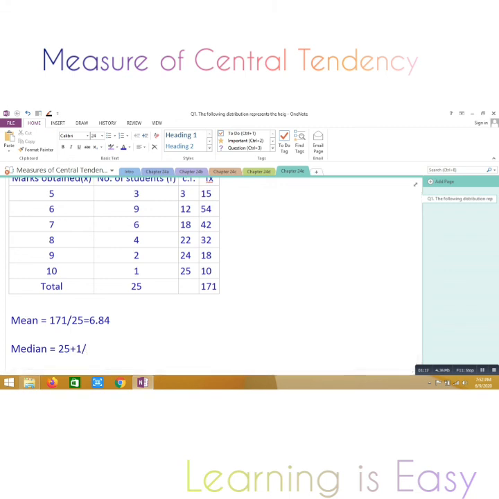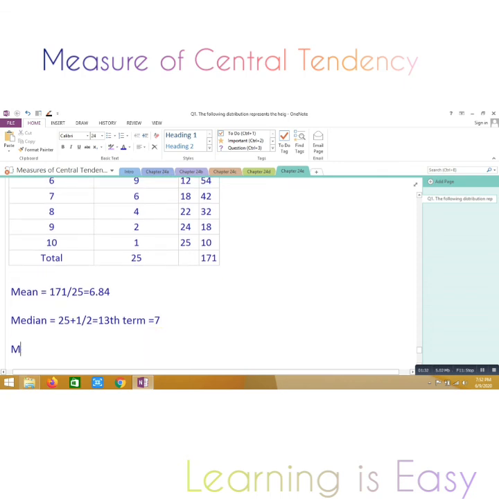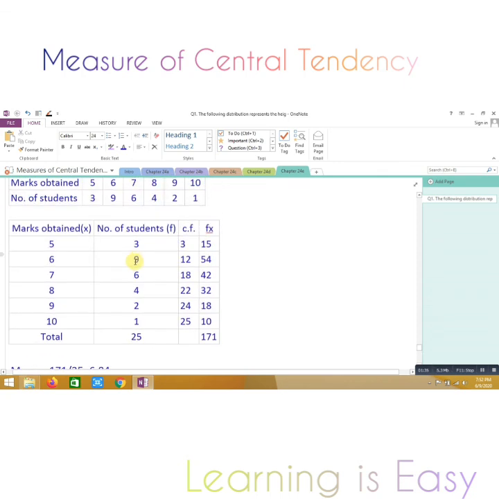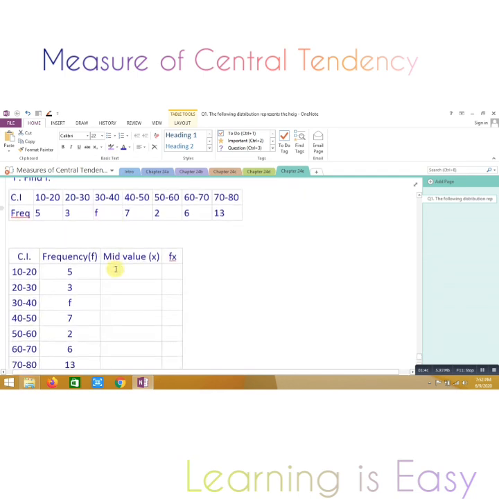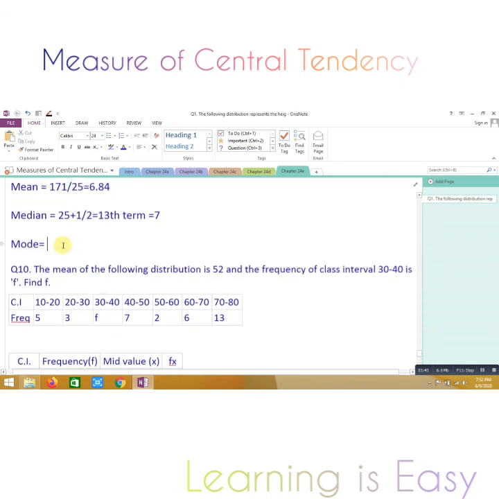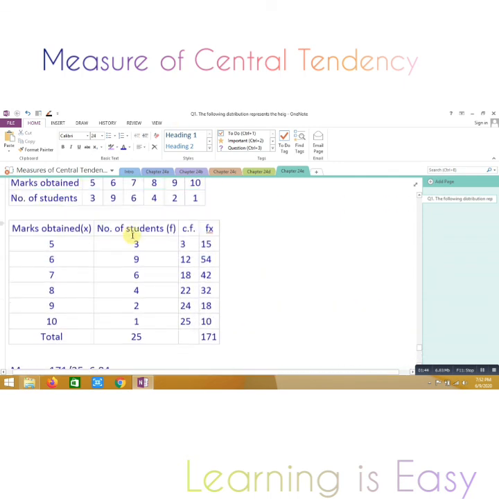Next, the median. We know the total is 25 students, so 25 plus 1 by 2 is 13. The 13th term, so we should see where it falls. The 13th term falls for the mark 7. So that is the median. Next, the mode. The number 9 is occurring the maximum number of times, for mark 6. So 9 students fetched 6 marks. So mode is the maximum number of times, so 6.